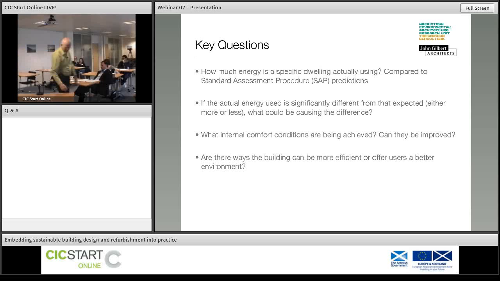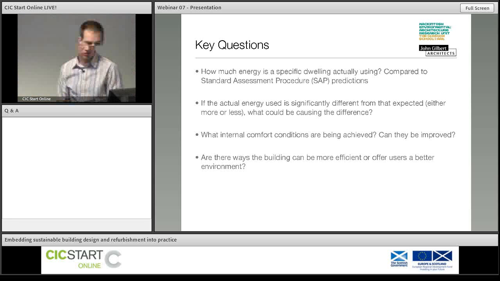I'm going to run through the methodology that was developed for the project, and also some of the key results from this project, just to illustrate the kind of things that John's been talking about, and that we hope to find out from it, and what the output can be.